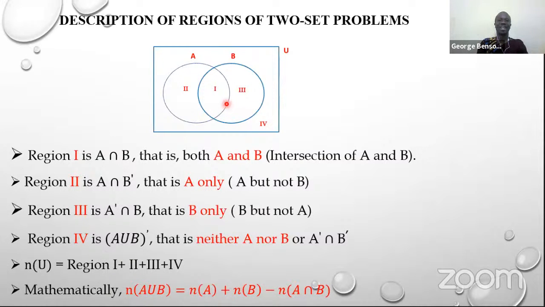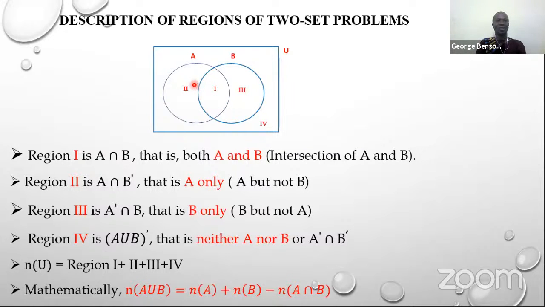And the region I, as you can see on your screen, basically means that the elements in this section belong to both set A and set B. Elements in the region I belong to both set A and B. So we simply call it the section of set A and set B.